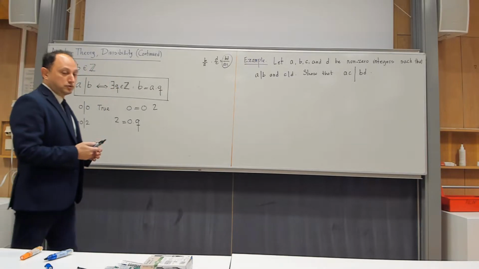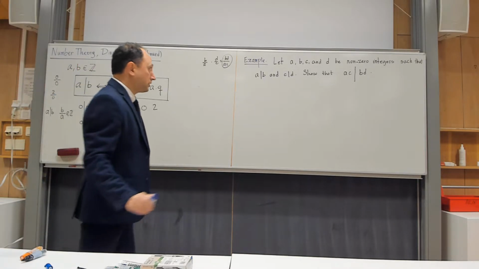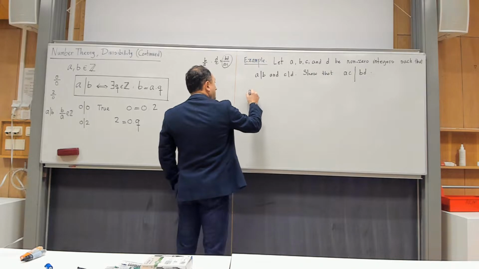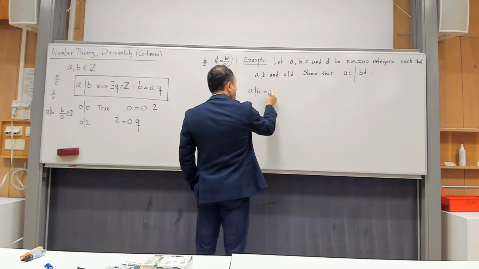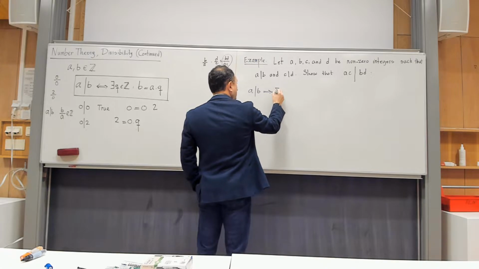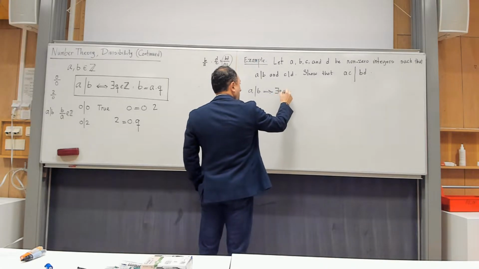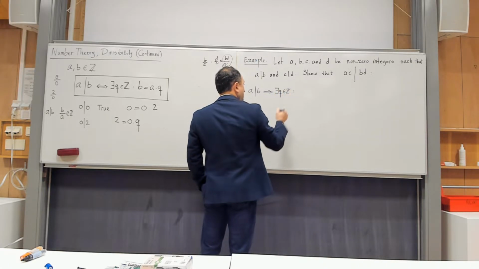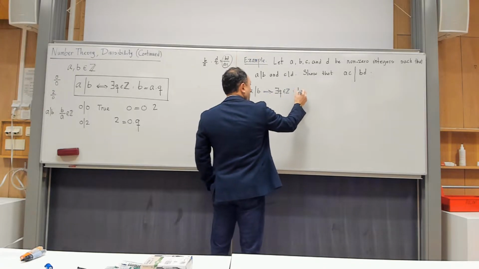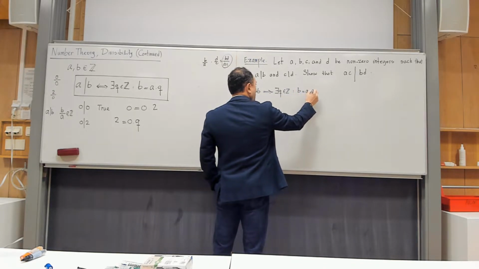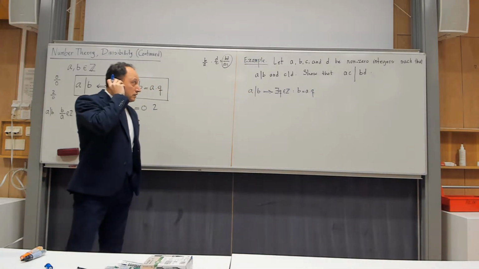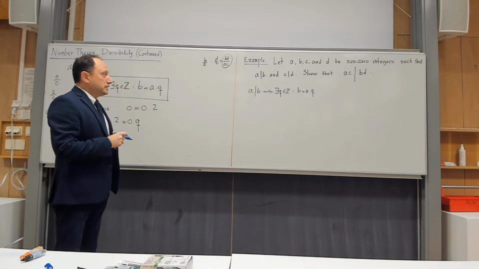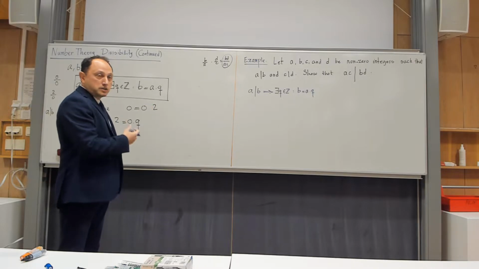Okay, so what should I do? Let me change my color. So I would say that when you tell me that A divides B, according to my definition, I am allowed to conclude that there exists a Q which belongs to Z, such that the right-hand side is the left-hand side multiplied by that number Q, yes? When you tell me that A divides B, I am allowed to conclude this based on the definition.